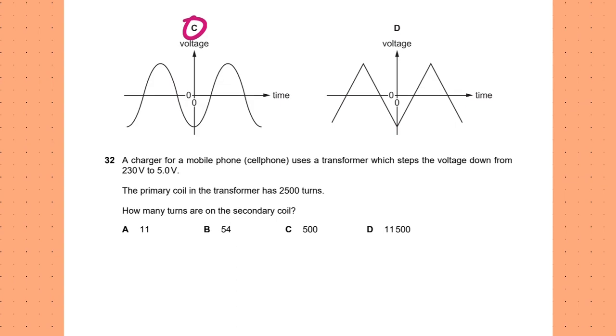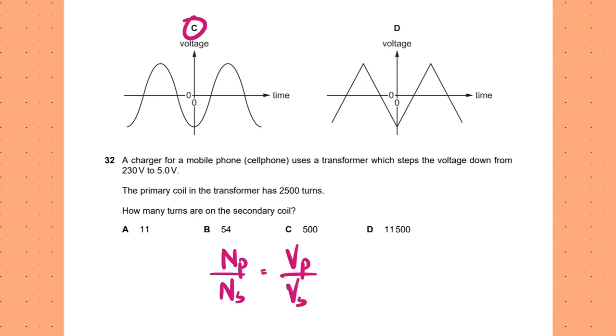Also another older question. A charger for a mobile phone uses a transformer which steps the voltage down from 230 to 5. The primary coil has 2500 turns. How many turns on the secondary? So we just use the transformer equation: NP over NS equals VP over VS.